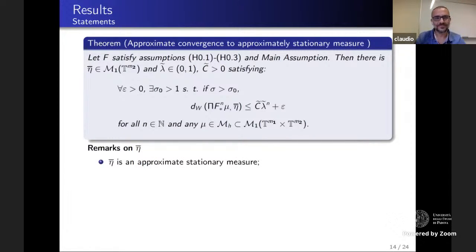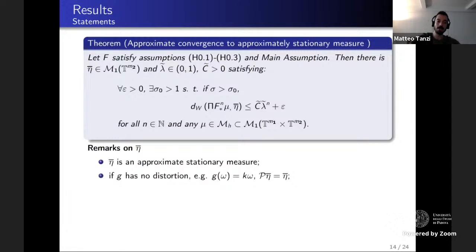It plays the role that the stationary measure played when we were dealing with random forcing. In the case where G has no distortion, it's actually the stationary measure for the random counterpart of the system. However, when G has non-zero distortion, this might not be the case. Eta bar can be a different measure.